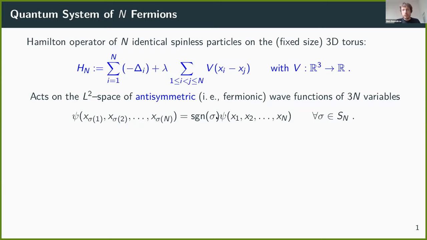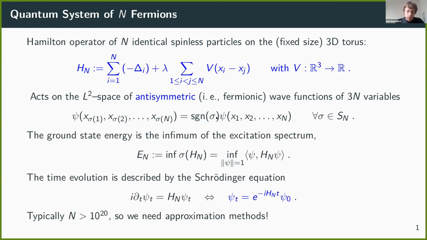Now, the main quantities we're interested in are the ground state energy, which is the infimum of the spectrum of the Hamiltonian, which you can also characterize variationally by this expectation value here. And the other property we're interested in is the time evolution according to the time-dependent Schrödinger equation, which is written down here. Equivalently, the solution is given by the exponential e to the i H t applied to the initial data psi naught.